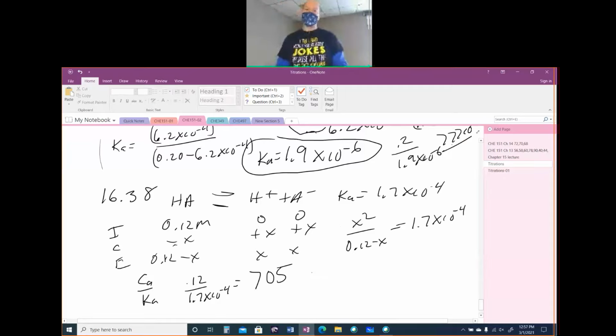All right, and so now you have your choice. You can do quadratic equation or you can do successive approximations. I will almost always pick successive approximations. So you neglect that. You take your 0.12 times 1.7 times 10 to the negative 4. Take the square root of that. Your x1 value is 0.0045.